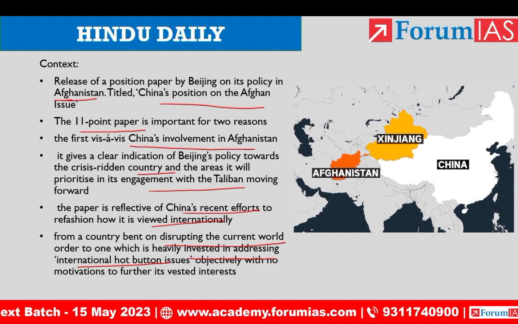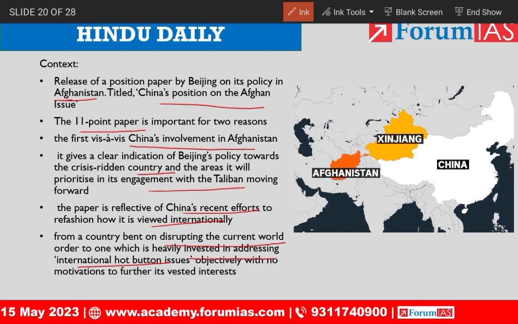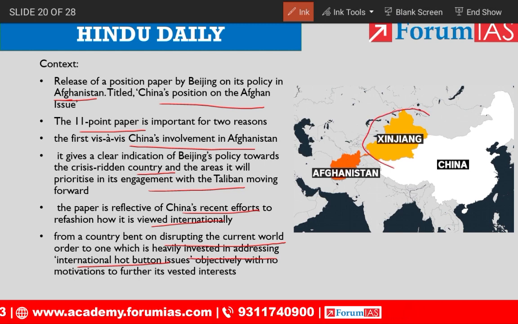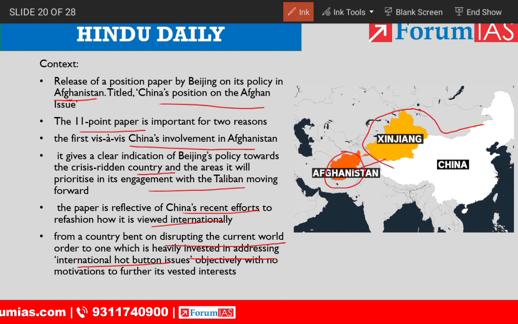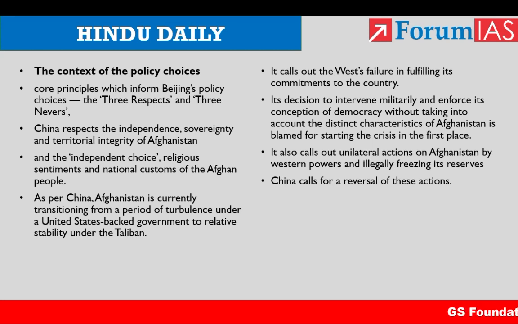So have a look at this map. See, this is China. This Xinjiang is also part of China. This is Afghanistan. You see a very small line connecting them. So this is the border area of Afghanistan with China. Keep this map in your mind. I'll tell you why this small border area is very important. So let us see what is the context of this policy.